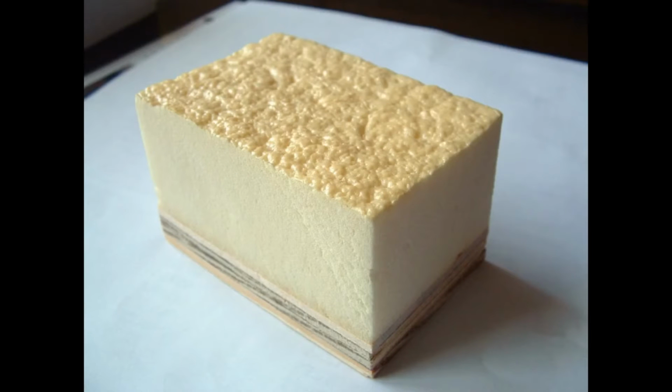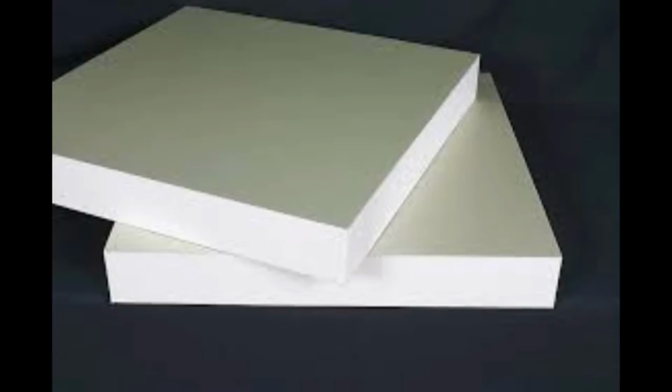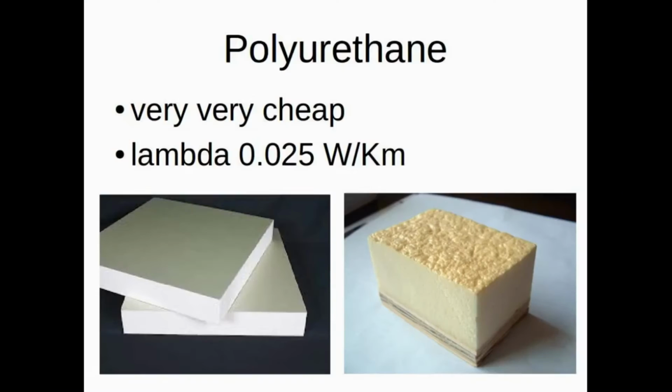Polyurethane, to begin with, is very cheap. A major supplier is Kingspan, and it has really excellent insulation properties. A very low lambda value of 0.025, really very good.